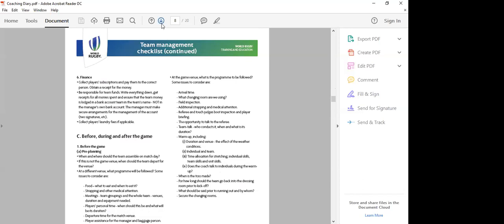Again, a lot of administration there, so I'm not going to take a lot of time there. We can read that. And next page.